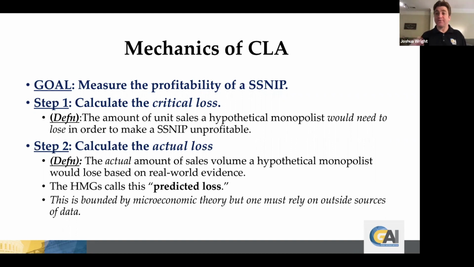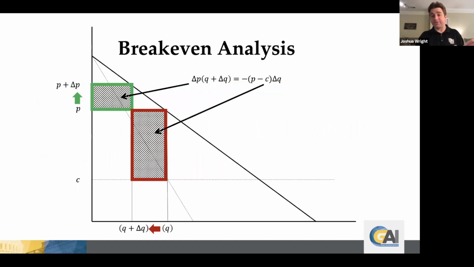The actual loss. We're now going to say, I know how much the monopolist needs to lose to break even, okay? Now I want to do my predicted loss or actual loss. You'll see the HMGs refer to this as predicted loss, okay? And so let's talk about that, because in practice, that's where the rubber hits the road on critical loss and hypothetical monopolist test.